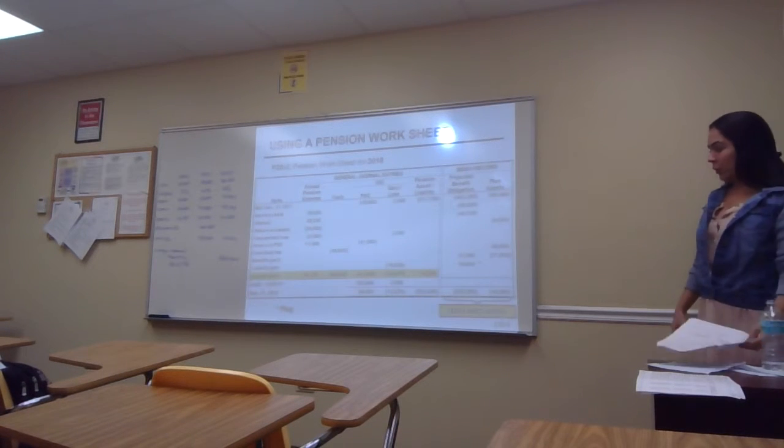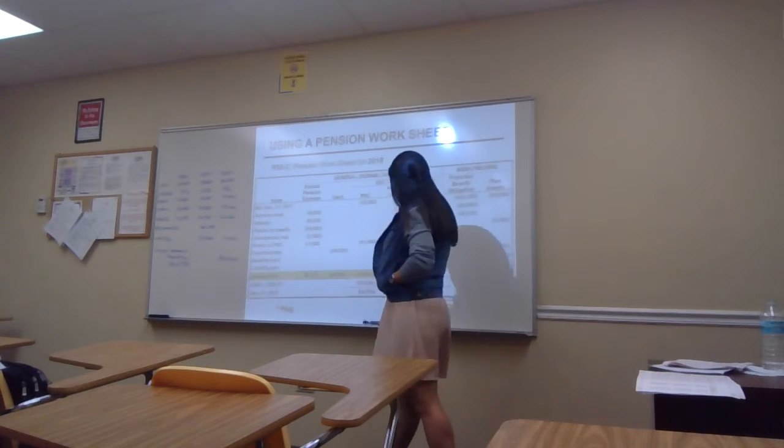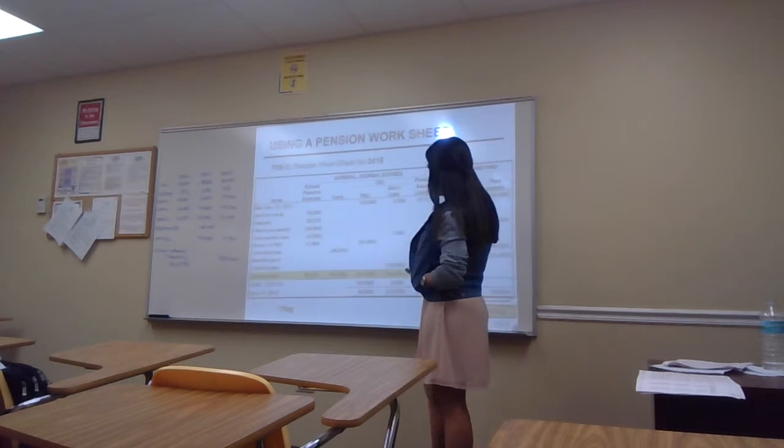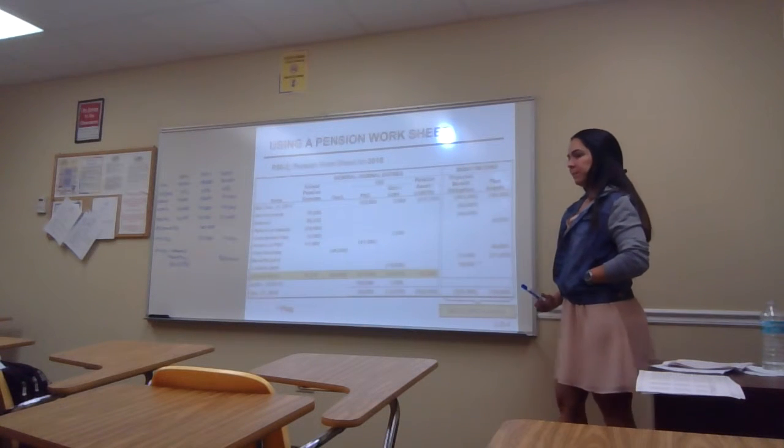So in order for your journal entry to tie, we're gonna debit annual pension expense, we're gonna debit pension asset, and we're gonna credit, and that's how your journal entry is gonna tie.